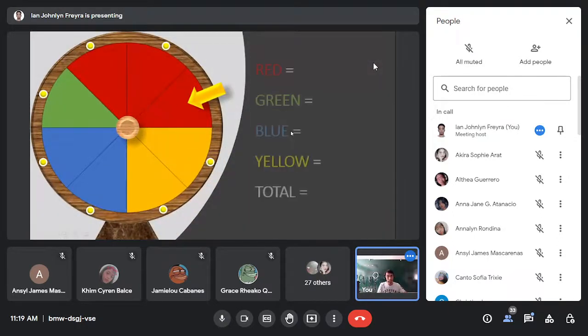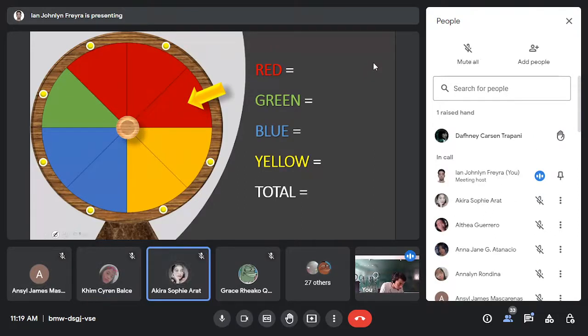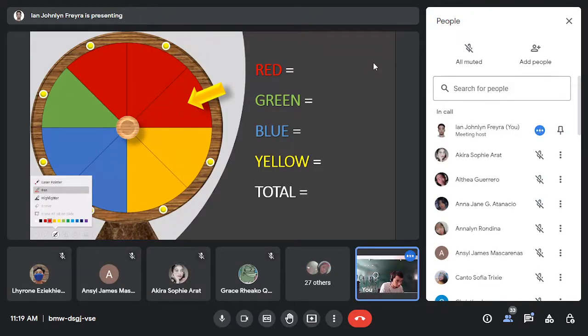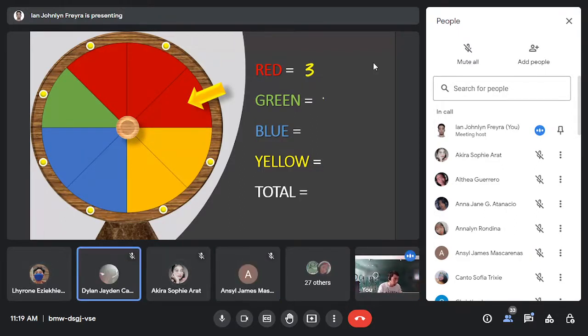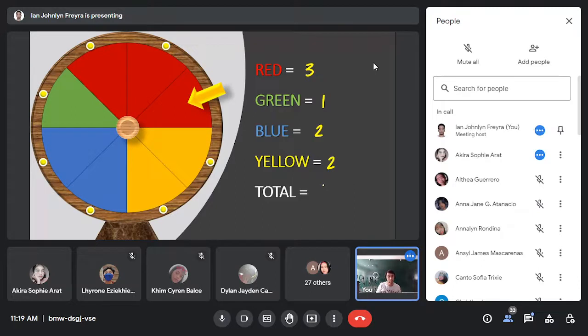So, to do that, alamin muna natin itong mga given. We have red, green, blue, yellow, and yung total number. How many sections are covered in red in this spin wheel? 3. Very good. How about green? Isa lang. Blue? Dalawa. Yellow? Two. Yung total number ng sections ng circle natin? 8. Very good. So we have 3, 1, 2, 2. Total is 8. Okay, so ito yung given natin.